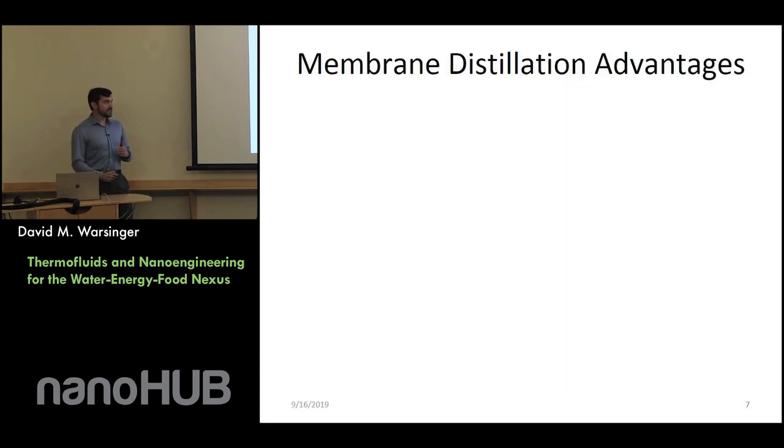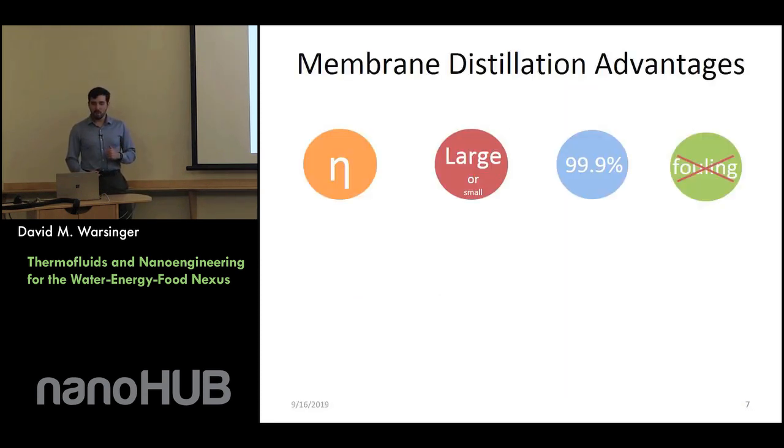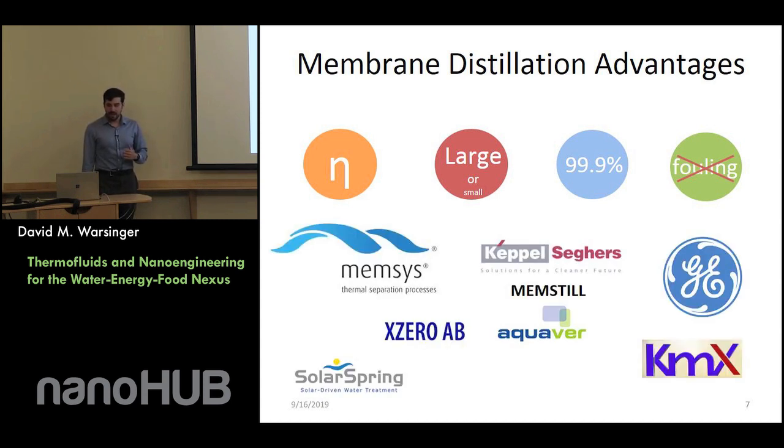So we're starting with membrane distillation. Why membrane distillation? What is it? The advantages of membrane distillation are that it's very efficient and it scales down to very small sizes very well. It also has extremely high rejection. You can create ultra pure water with this technology, much more pure than you would have from a traditional water treatment plant. And it's very fouling resistant. A bunch of companies are currently pursuing the technology.